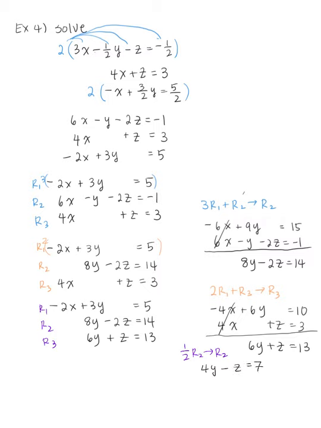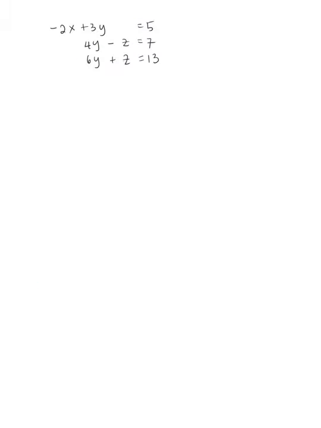Little bit nicer, right? So let me rewrite. Oh no, I'm going to run out of room, but let me just rewrite it here. And so you got negative 2x plus 3y equals 5. And now we have 4y minus z equals 7. And then you're going to have 6y plus z equals 13. All right, so let me try to copy and paste to the next page. I just copy and pasted the new system that we just got.